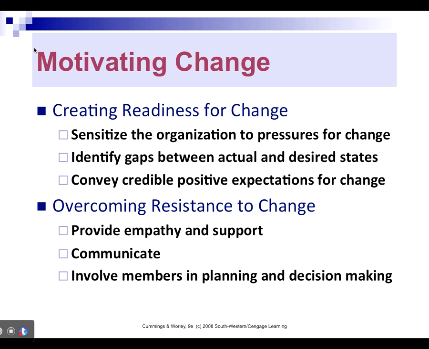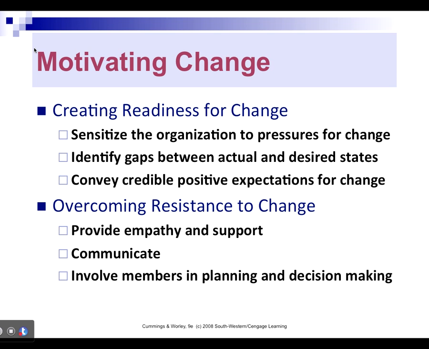The third one, and a very important one, is involving members in planning and decision making. In a minute, we're going to talk about how to develop political support, but you've got to get people involved, and not just in being lackeys who have to run with the ball, but you need to bring them to the table, and you need to get them involved in the planning.